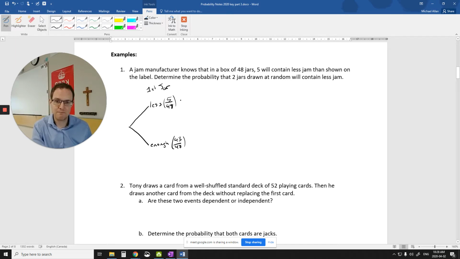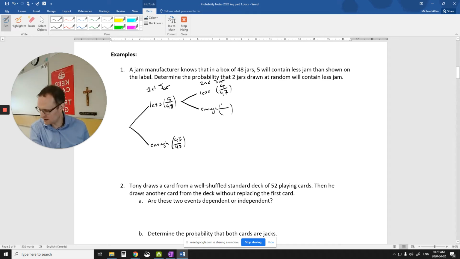Okay, so let's say on the top you picked out the less jar. So now you have a less jar coming out. I'm going to reach in and get my second jar. That second jar has two possibilities too: less or enough. Now the problem is that for the second jar, it's not going to be 5 out of 48. I've already pulled out one of the less jars. So for another less jar to come out, there are only 4 of them left inside the container. And because I pulled a jar out, it's not out of 48 anymore, it's only out of 47. So of the 47 jars left, only 4 of them have less.